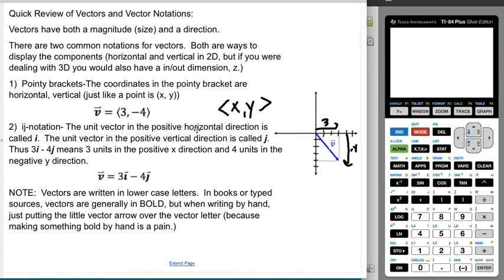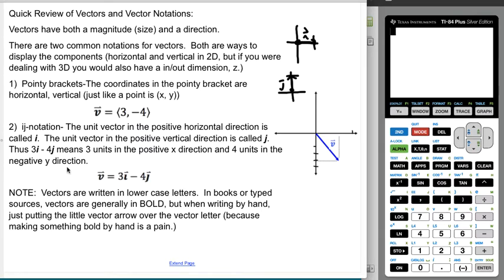Or you can use what's called ij notation. The unit vector, a vector a single unit long in the horizontal direction, is called i in the positive direction. So a vector that is just 1 unit in the positive x direction would be vector i, and 1 unit in the positive vertical direction, a single unit long, would be vector j. So you can write vectors as multiples of those unit vectors in the vertical and horizontal direction. This vector could be written as 3i, because that would be 3 of the i vector, and then -4j because it's 4 units down. Okay, so that's what we mean by that.